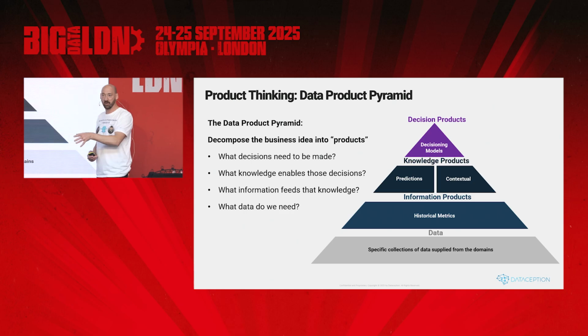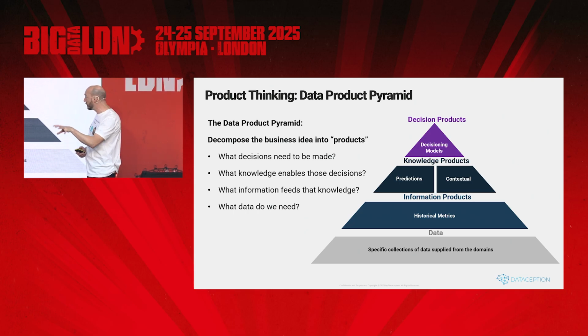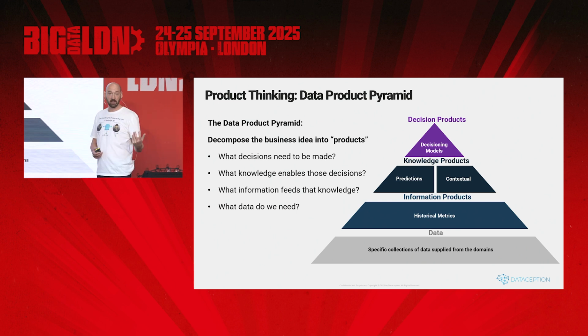Oh, right, that's a decision product. So I want to understand my future sales numbers. Oh, that's an outcome. What do you need to make that? So I need to understand what my historical data is. I need to understand what the demand is, which are knowledge products. And then I need to understand things like the historical metrics. And then I need to understand what the data is.